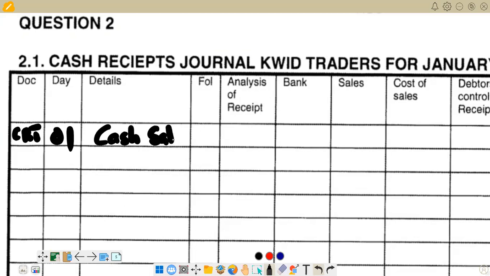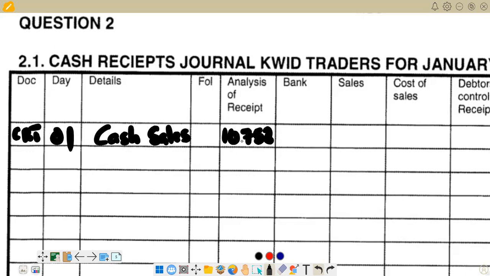This represents our cash sales. Then on the folio, we can leave it blank. Then on analysis of receipts, remember the figure was 10,752. 10,000 representing those sales. So here we've got 10,752. So this is what we have.